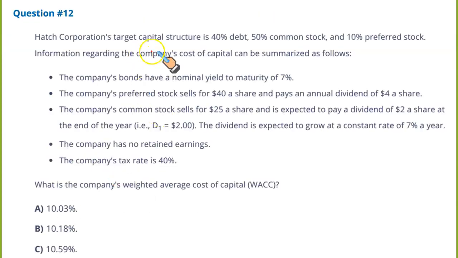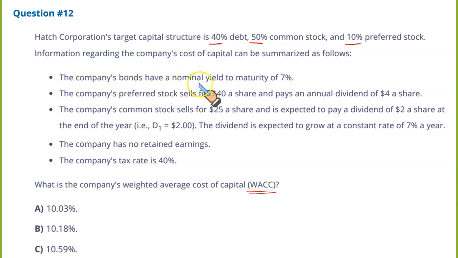Hedge Corporation's target capital structure is 40% debt, 50% common stock, and 10% preferred stock. Three components: preferred stock, common stock, and debt. What exactly do we need? Weighted average cost of capital. So we have been given the weights. Let us calculate the cost of the individual components.